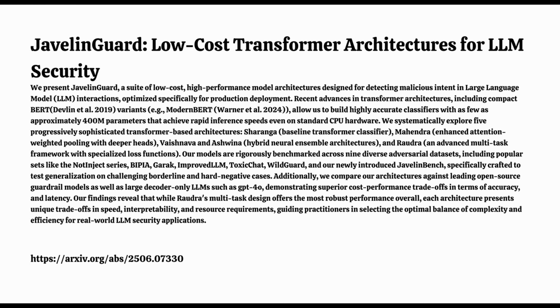So it's getting smarter about where to look in the prompt, not just summarizing everything equally. Exactly. It learns to spotlight the crucial tokens. Mahendra also uses deeper classification heads attached to the transformer output and incorporates residual connections. Residual connections, those help with training deeper networks, right? Makes them more stable. Precisely. They help prevent issues like vanishing gradients and allow the model to learn more complex patterns effectively.